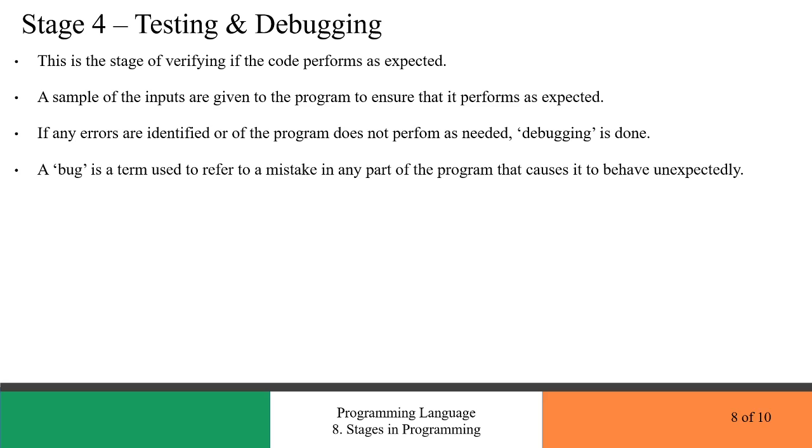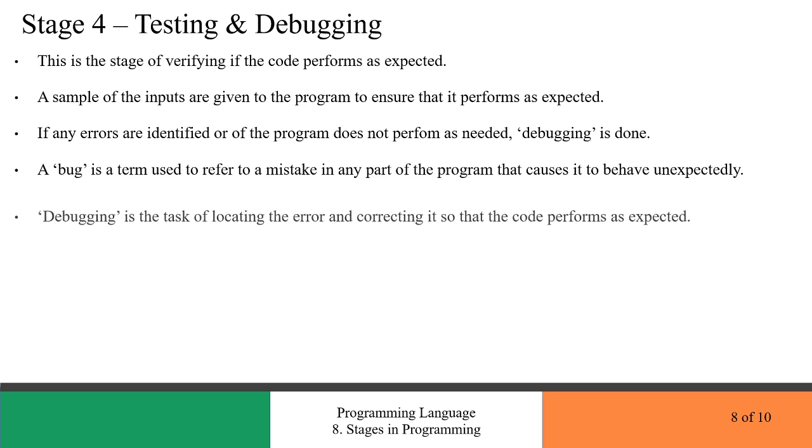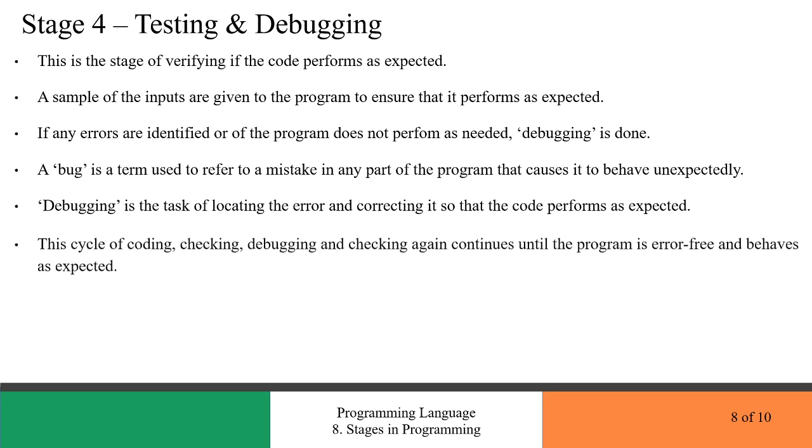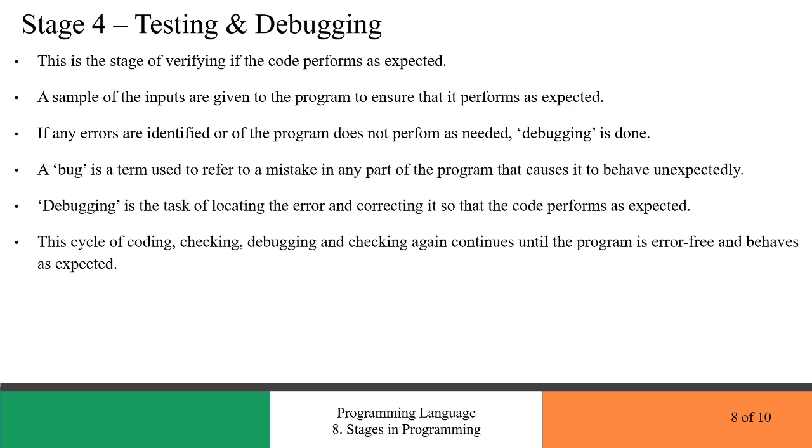A bug is a term that is used to refer to any mistake or an error in any part of the program that causes it to behave unexpectedly. Debugging is the task of locating the error and correcting it so that the code performs as expected. This cycle of coding, checking, debugging, and checking again continues until the program is error-free and it behaves as expected.